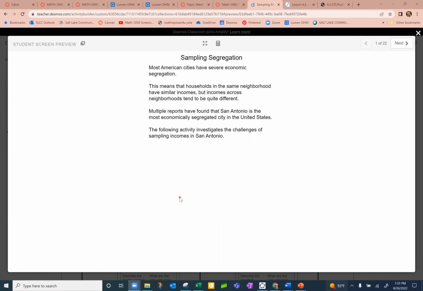So what this activity did was it took an American city, specifically San Antonio, and we looked at how it was economically segregated within the city. Most American cities have severe economic segregation. That means that households in the same community have similar incomes, but incomes across neighborhoods tend to be quite different. And this can affect things like, how are we going to fund the schools? Are we going to do it by property taxes based on the value of the homes for the schools in that community? Or are we going to do it a different way? So you can see why this would have implications in the real world.